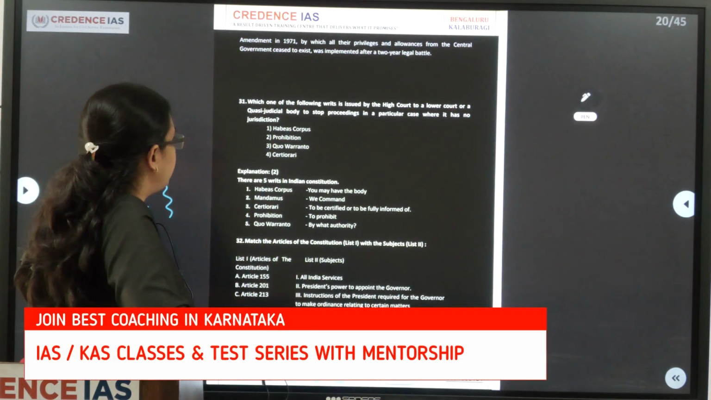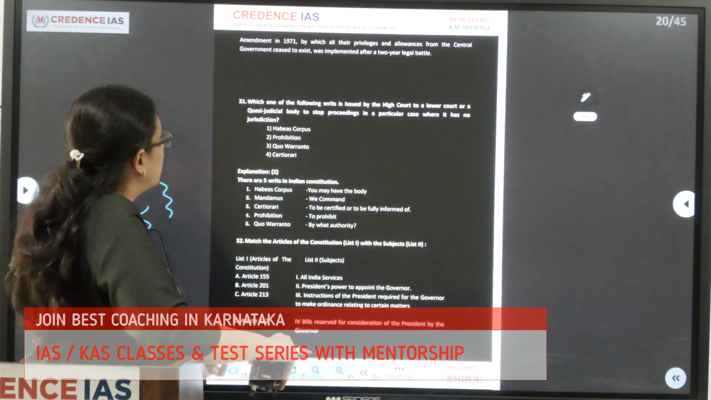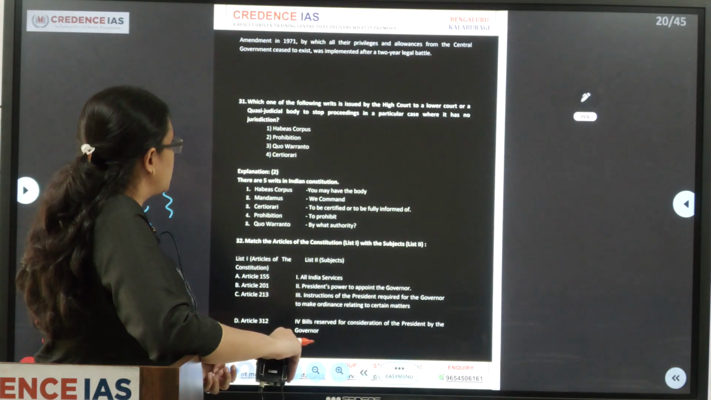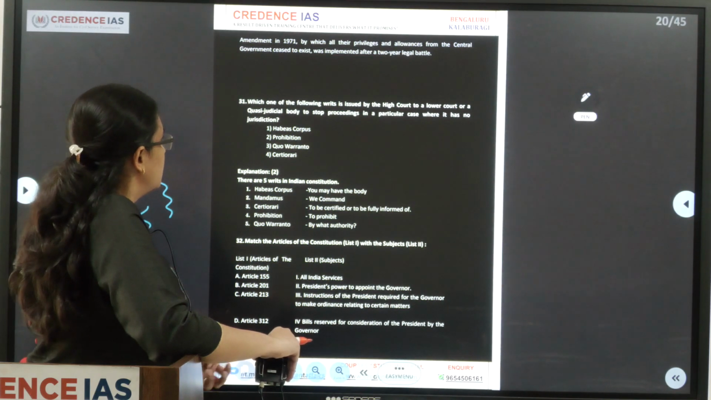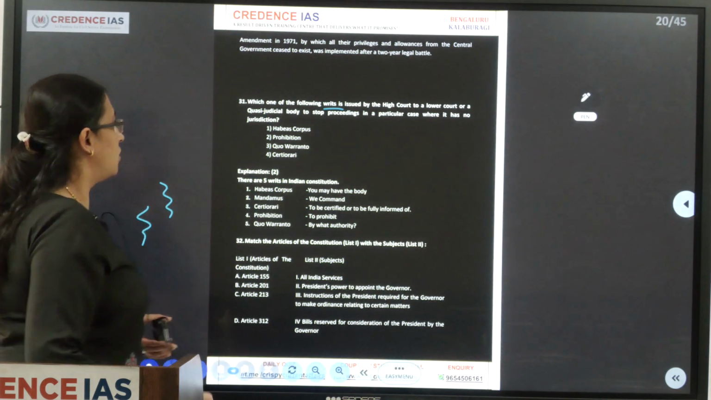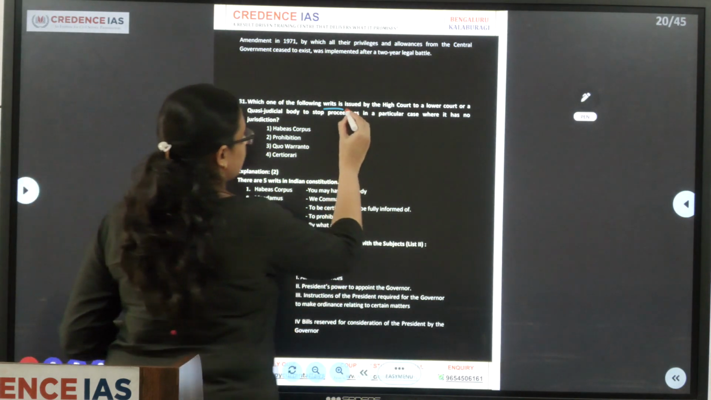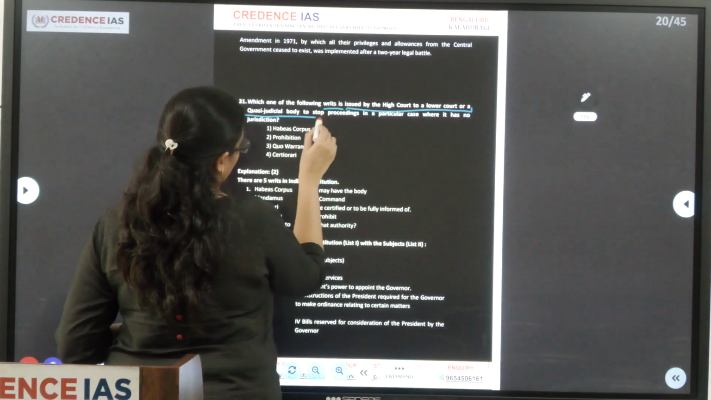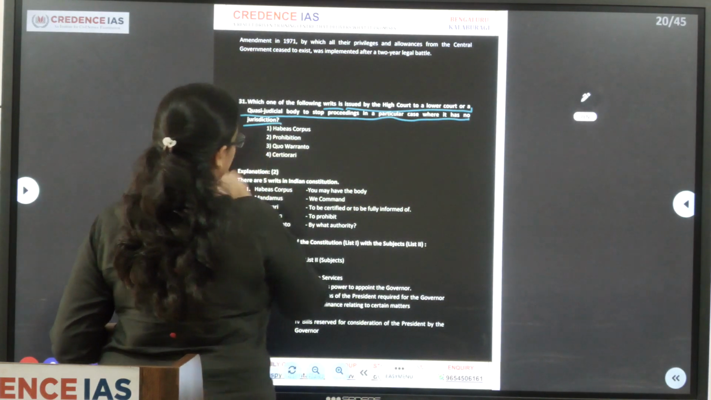For today the first question will be: which one of the following writs is issued by the High Court to a lower court or a quasi-judicial body to stop proceedings in a particular case where it has no jurisdiction? So these are the four writs they have given: habeas corpus, prohibition, quo warranto or certiorari. It is issued by the High Court to a lower court or a quasi-judicial body to stop proceedings in a particular case where it has no jurisdiction.